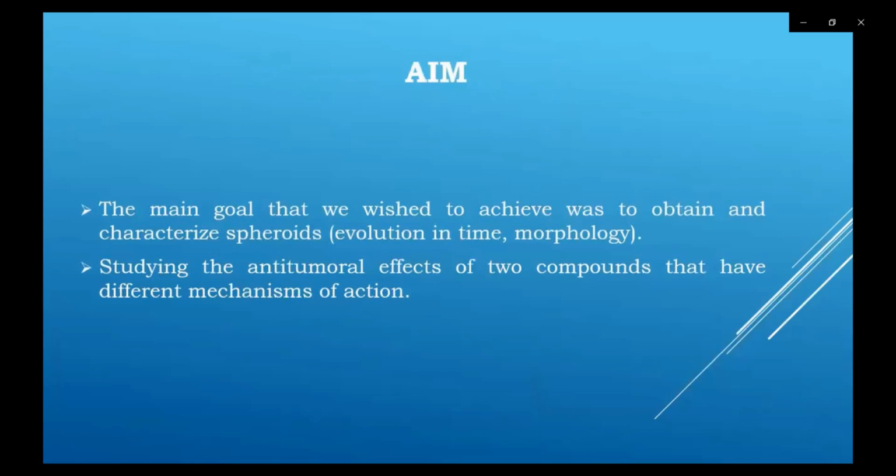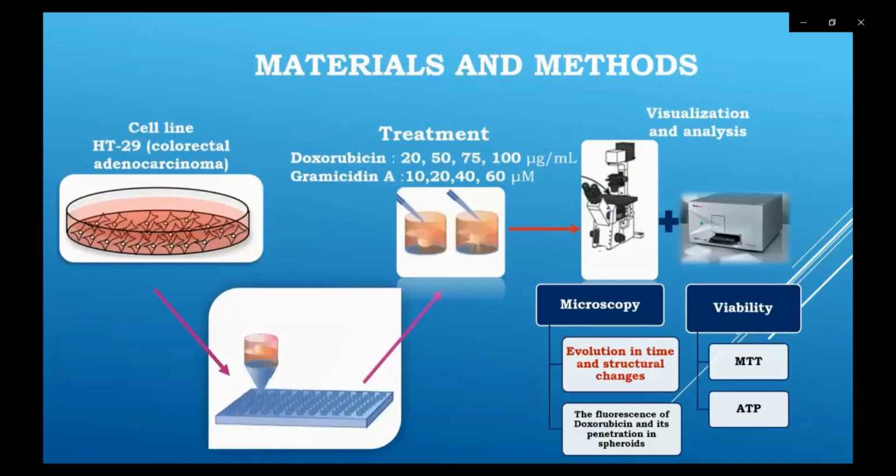Our main goal was to obtain and characterize spheroids, their evolution in time and morphology, and also to study the anti-tumoral effects of two compounds that have different mechanisms of action. We started with the colorectal adenocarcinoma cell line, to be more exact, HT29. We grew it in a 2D cell culture till confluence, then trypsinized it and formed spheroids out of it with the help of rounded bottom cell plates.